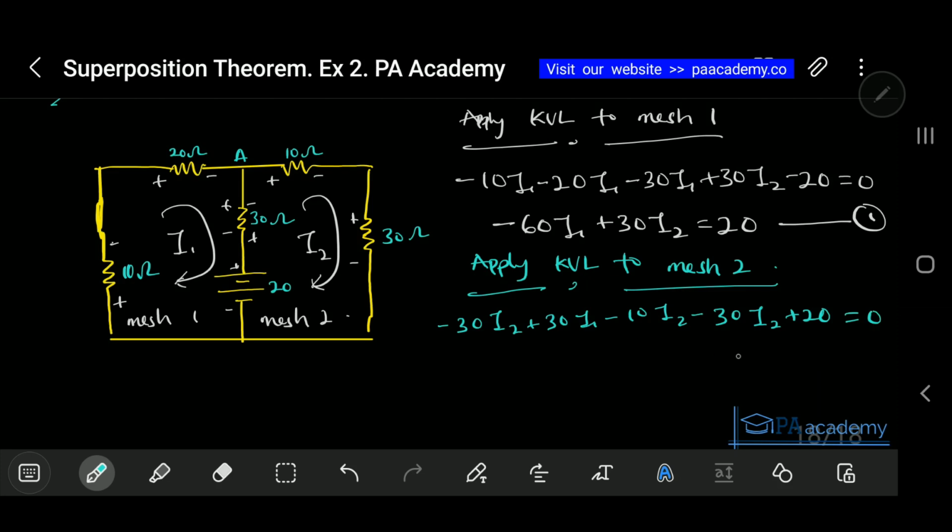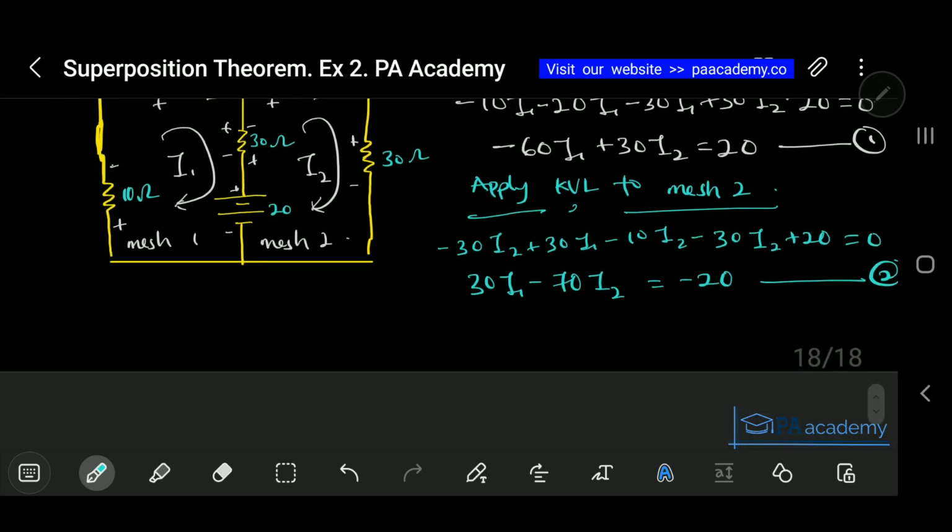If you tidy this up, we have only 30 I1. So that will be 30 I1. We have 30 I2 minus 10 I2 minus 30 I2, so that's minus 70 I2 equals minus 20. So this is our equation 2. Okay, so now we can go ahead and solve equation 1 and 2 simultaneously.